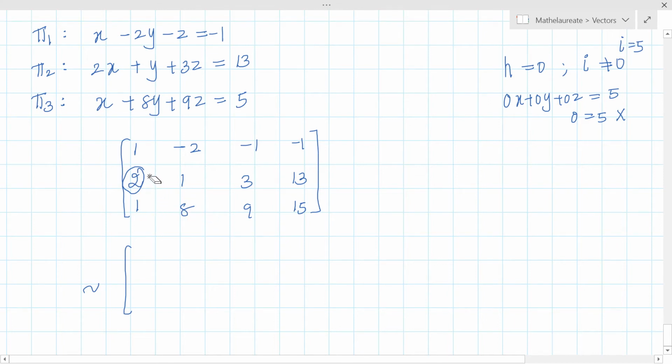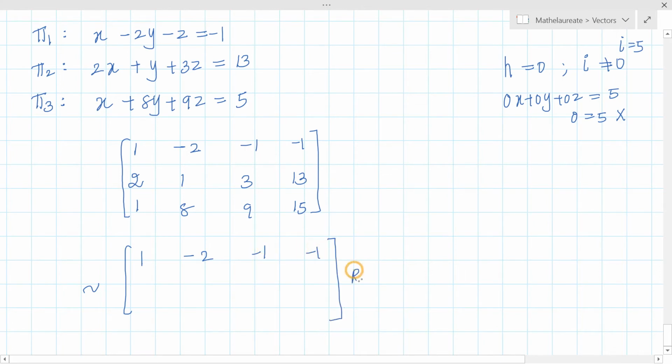Second row first term is 2, and the first row first term is 1. So you can multiply the first row by 2 and subtract from the second row. You can easily make it 0. In the third row, this is 1 and this number is also 1. Just subtract the first row from the third row, you can make the first term 0. I'll write the first row as it is: 1, minus 2, minus 1, and minus 1.